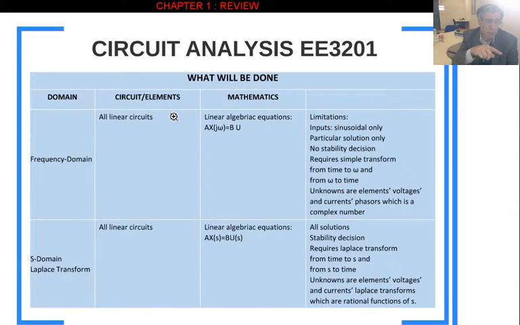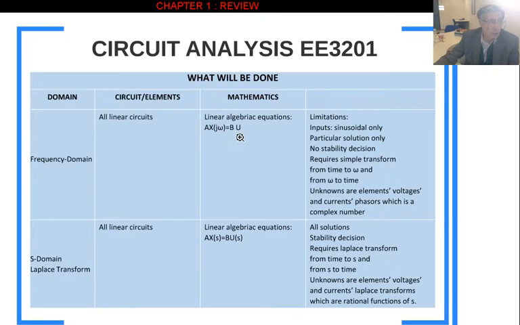Now, in the previous one, there are two groups. In here, we've got all the elements included. That means linear circuits, all of them. Linear elements included, all linear circuits. The equations that we are going to write in frequency domain is going to be in this form.